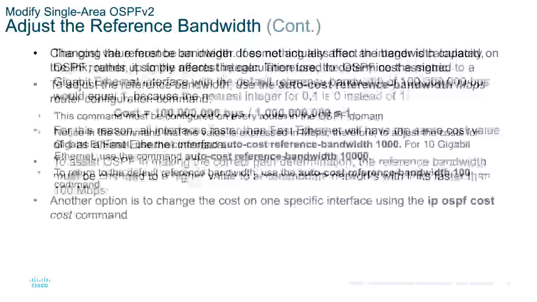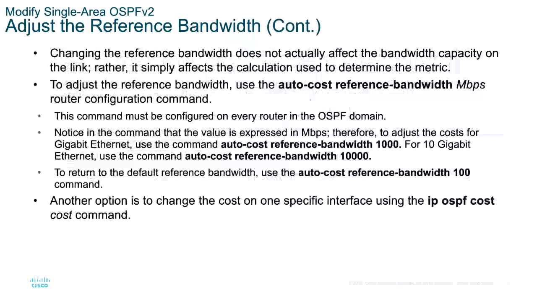And the way we adjust this is with the auto-cost reference-bandwidth configuration command. Now this command uses megabits per second for a base reference number. If you want it as gigabit, the gigabit is 1000 megabits per second. If you want that reference to be for 10 gigabit Ethernet, then it'll be 10,000.